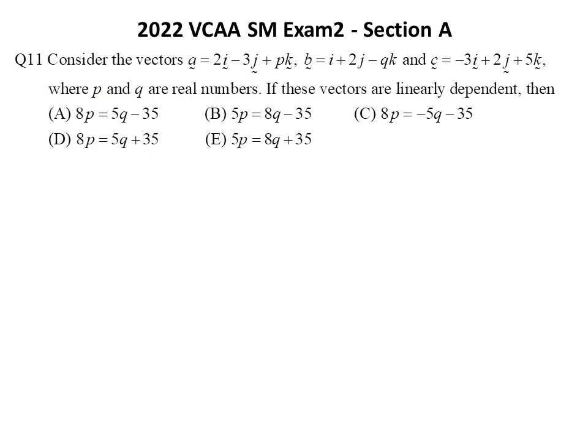Welcome to this VCAA Specialist Math exam paper series. This is section A of the 2022 exam 2 paper. There are a total of 20 multiple choice questions in section A and 6 extended response questions in section B. In this video, we will present questions 10 to 15 in section A.